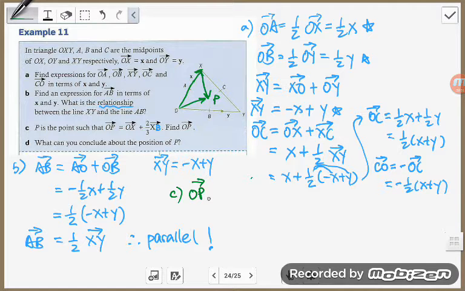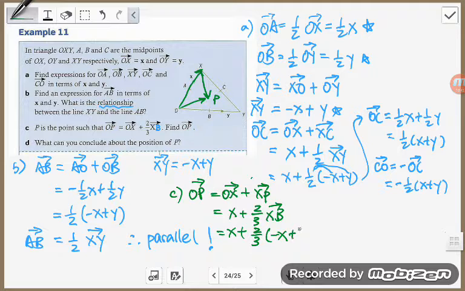So OP is equal to OX plus XP. And what's OX? OX is equal to X. And what's XP? XP is equal to 2/3 of XB, right? This is plus 2/3 of XB. And what's XB? From here, we go all the way down and then come over, right? So XB is equal to XO, which is negative X, right? And then from O to B, that is half Y, plus half Y.